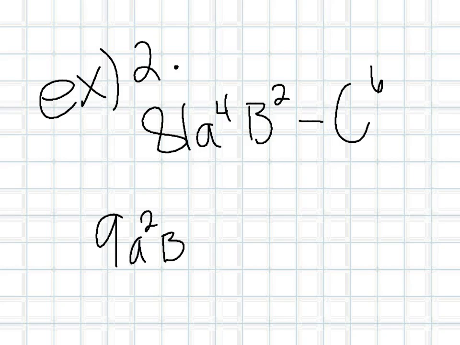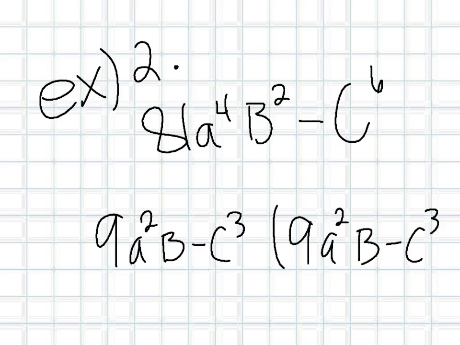And then minus the square root of the second term, which is c to the third power. Then for our other factor, it's just the same thing, just with addition. So then that makes our two factors 9a squared b minus c to the third power, and 9a squared b plus c to the third power. I'm sorry, I missed the little plus there.